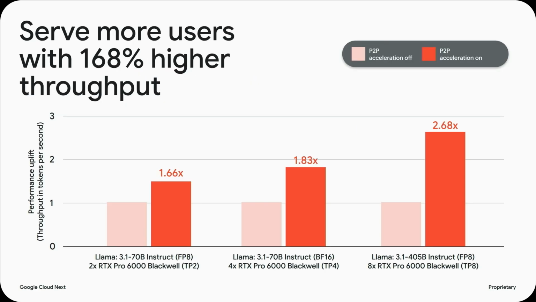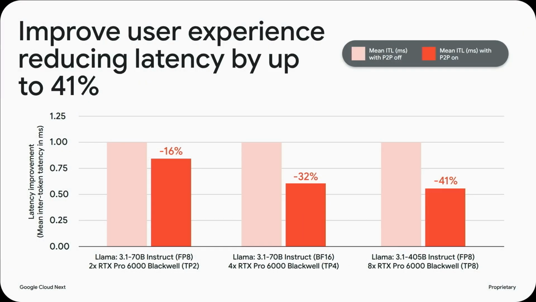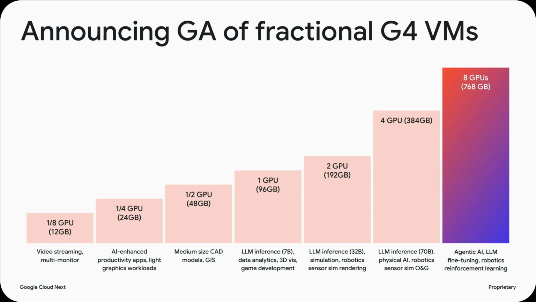What that looks like is a significant performance boost from a throughput perspective. This is showing an open source Llama model and comparing a regular RTX Pro to the peer-to-peer turned on. The more you start to scale these, the more you get significant performance advantages. Same thing with reducing latency, right? Significant latency reduction in terms of how this benefits.